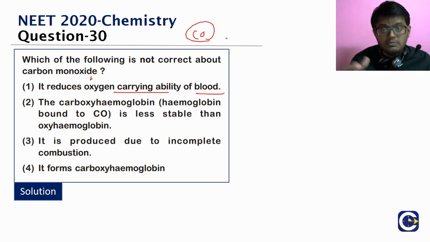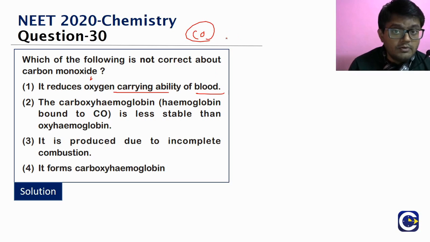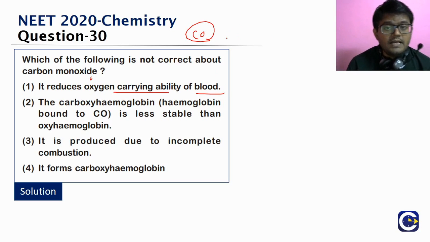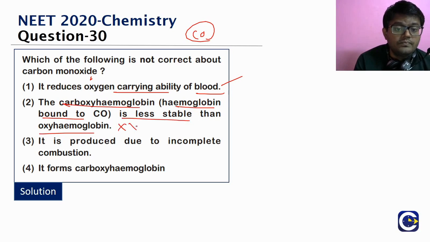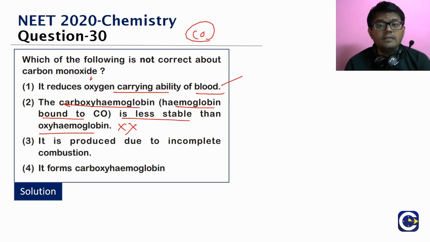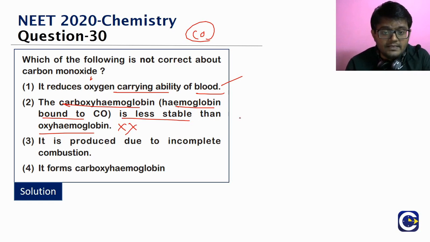A more stable carboxyhemoglobin. Carboxyhemoglobin will be a more stable substance, and thereby it will reduce the oxygen carrying ability of the blood overall. So this is a correct statement. Okay, what about statement 2? The carboxyhemoglobin, where we have the hemoglobin bound to carbon monoxide, is less stable than oxyhemoglobin. No, carboxyhemoglobin is more stable. That is why it will be difficult to remove the carbon monoxide.